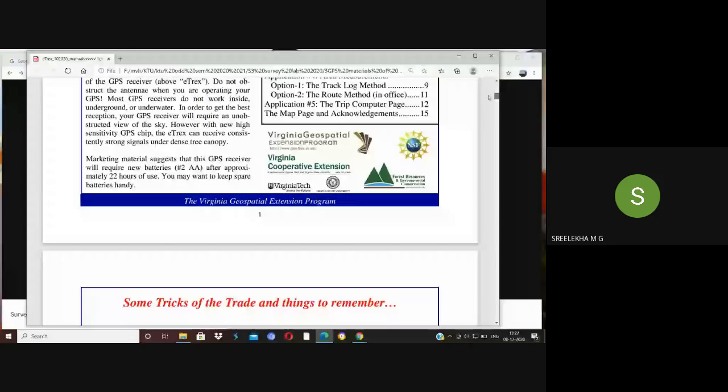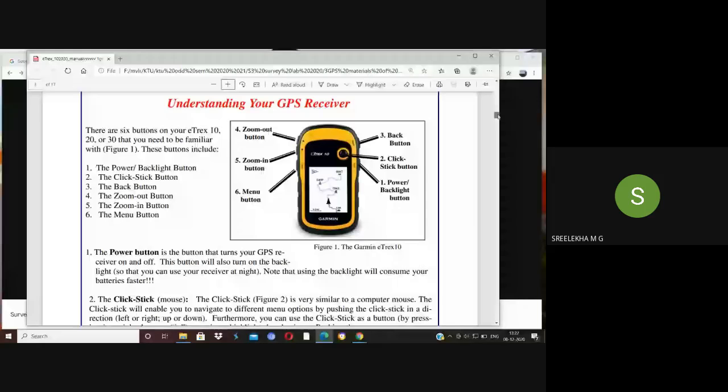Like the application: what is the use of the GPS? And further you can go on: what are the components here? What are the buttons on the GPS? You can draw a small, simple picture of this GPS, and write one or at least two.